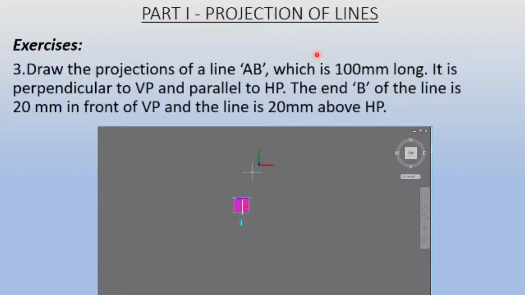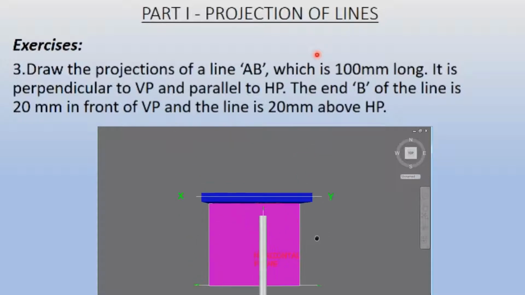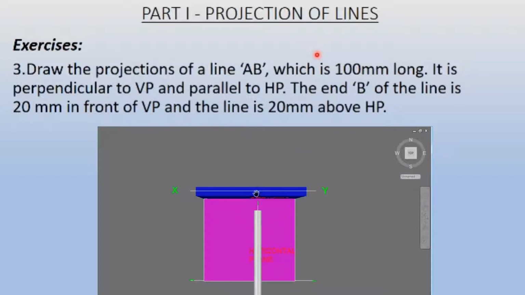When you view it from the top, you see that it is 20 mm in front of VP, right? You see the gap between the vertical plane and the starting of this line, the point B, is given in the question as 20 mm. So while we draw the top view of this line, we will draw a straight line and we will take a distance 20 mm from the xy line. So now we will see how to draw this.